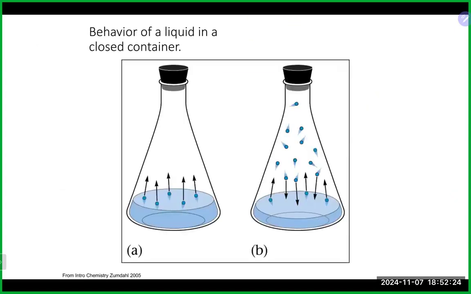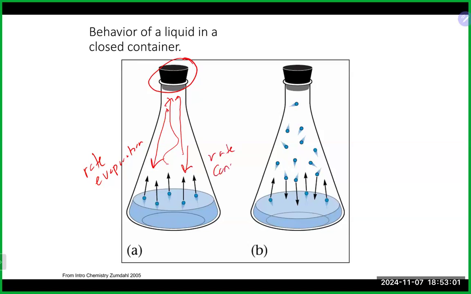If we look at a container here and we put a liquid into it and throw a stopper on it, when you first put the liquid into the container, you're going to have a big rate of evaporation happening. Pretty much all that liquid is going to start to evaporate. The problem is, as it evaporates in this scenario, it cannot escape the flask because there's a stopper on it, which means the only other option is to come back down the other way. At some point you're going to start to get a rate of condensation, when a gas goes back into the liquid.